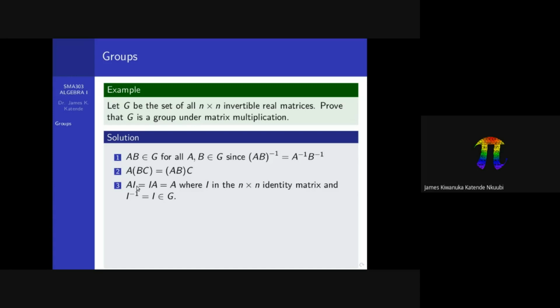So the n by n identity matrix will act as the identity element, because if you multiply any matrix by the identity matrix, you leave it intact. So now the important thing is that we need to confirm that this identity element is also in the set. So yes, it is, because it is invertible. The inverse of the identity matrix is just the identity matrix. And therefore, it means the identity matrix is in G, because it is invertible.